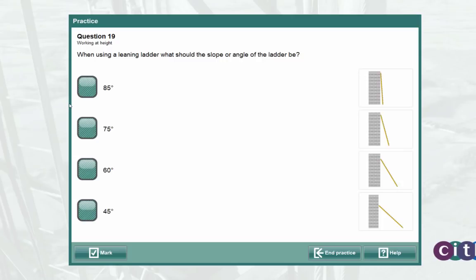When using a ladder, what should the slope or angle of the ladder be? 85 degrees. 75 degrees. 60 degrees. 45 degrees.